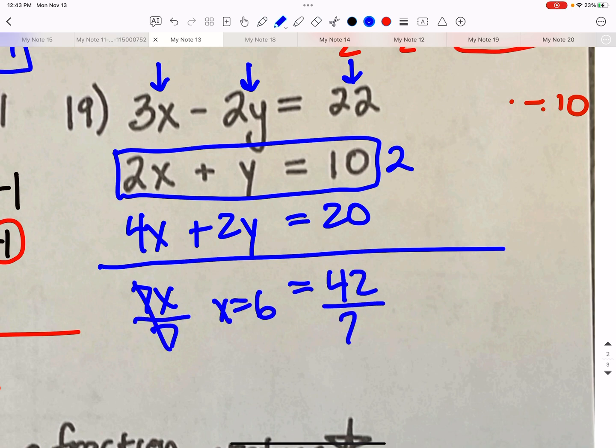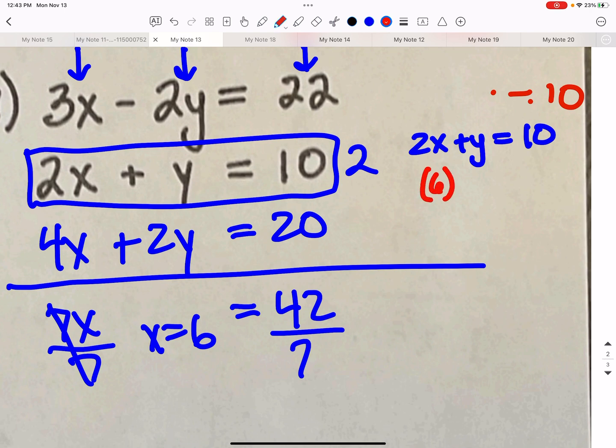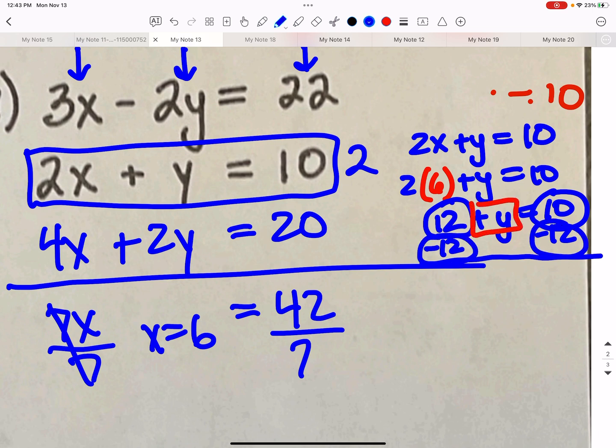x equals 6. I'm going to take this equation over here, 2x plus y, it's the easiest one, equals 10. I'm going to plug in now that x is 6. So 2 sixes plus y equals 10. 12 plus y equals 10. I'm going to subtract 12 to move it over with its team. If you need me to see the teams, there's that, there's that, there's that. So y equals negative 12 beats 10 by 2, so negative 2.